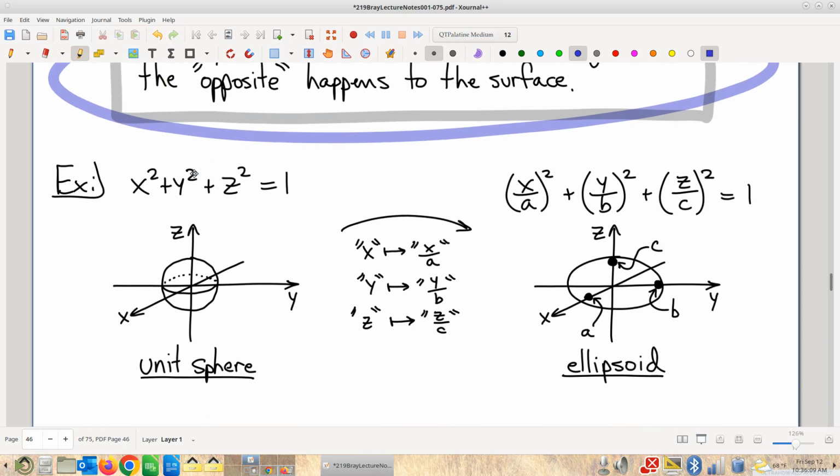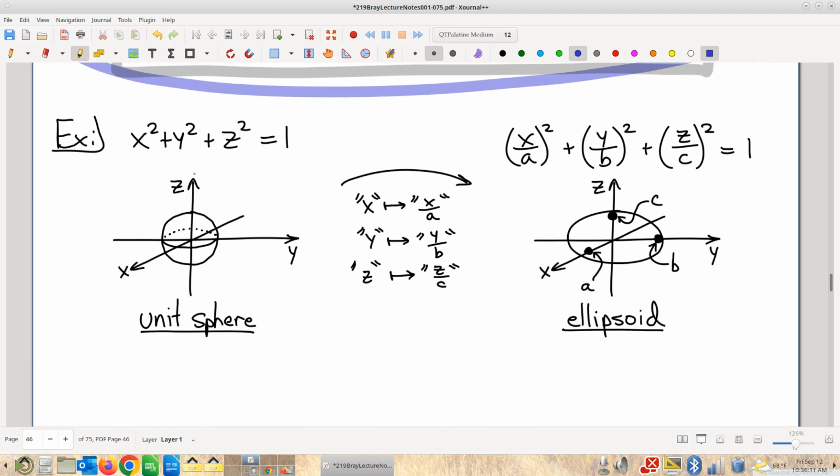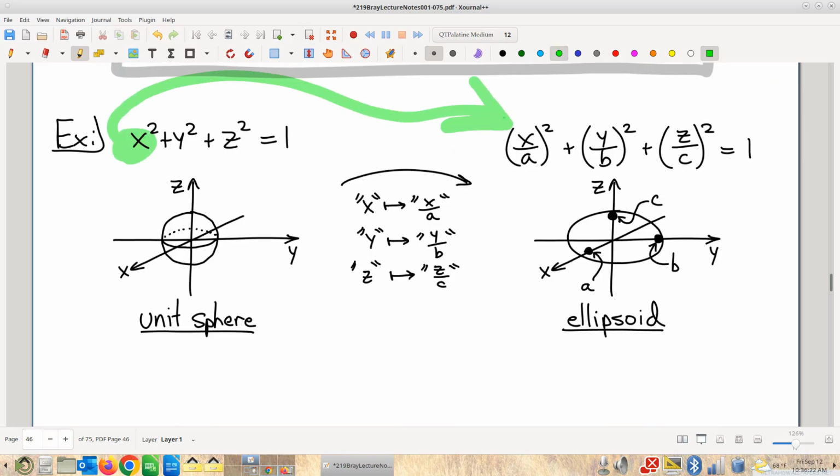Okay. So again, lots of examples. I'm going to go through these pretty quickly. They're pretty straight reads. But notice what I did here is I replaced every x with x over a. The opposite of dividing by a is multiplying by a. And so we would expect that this would stretch in the x direction by a factor of a. Everybody happy?